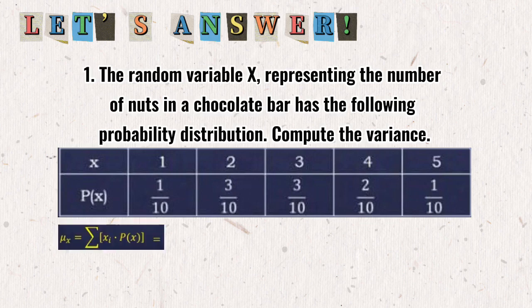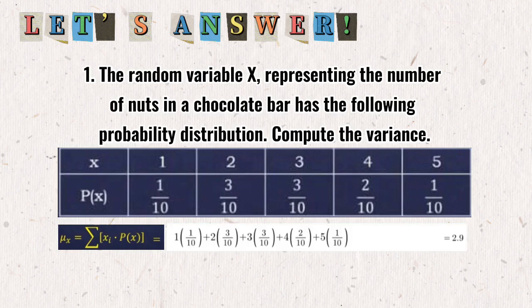Using this formula, that is 1, the value of the random variable, times 1 over 10, plus 2 times 3 over 10, plus 3 times 3 over 10, plus 4 times 2 over 10, plus 5 times 1 over 10. So, multiply, then get the summation, and add each answer. The answer is 2.9. This will be our mean.